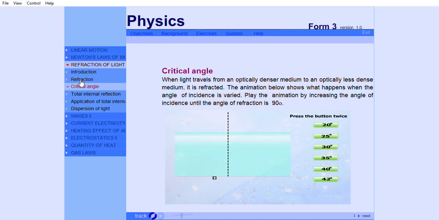Critical angle. When light travels from an optically denser medium to an optically less dense medium, it is refracted away from the normal. The animation below shows what happens when the angle of incidence is varied. Play the animation by increasing the angle of incidence until the angle of refraction is 90 degrees.